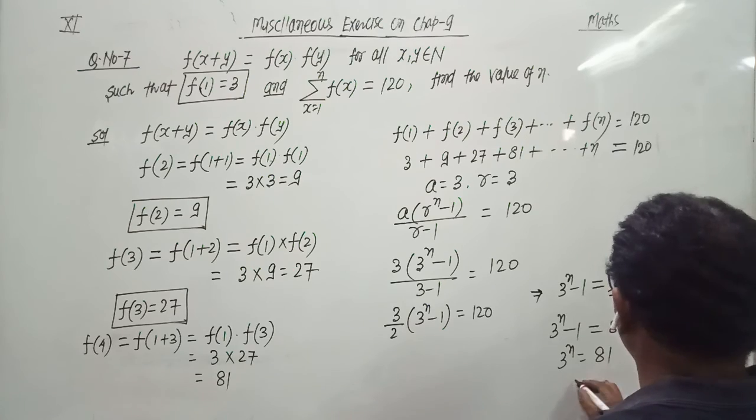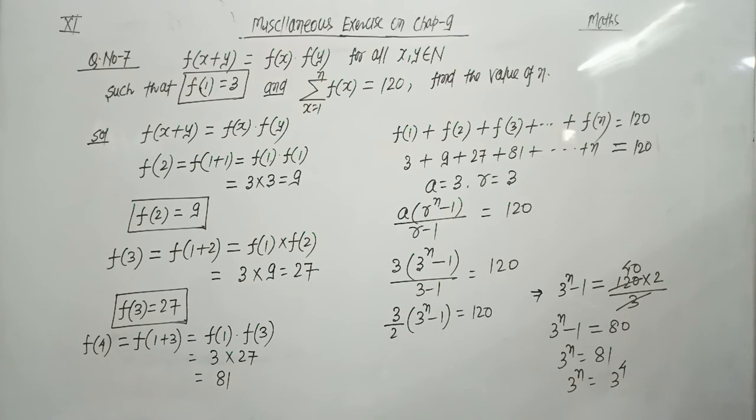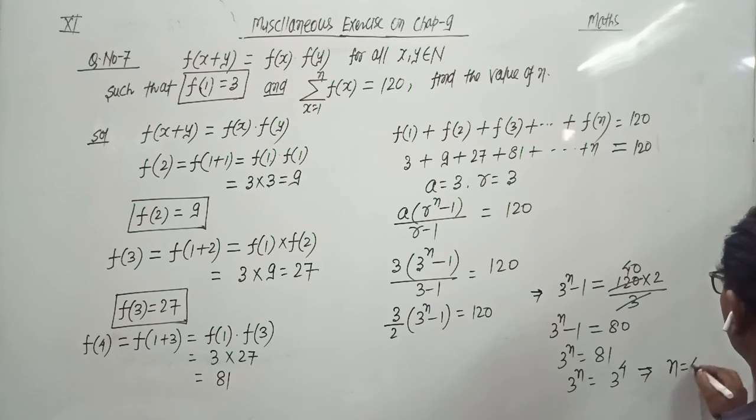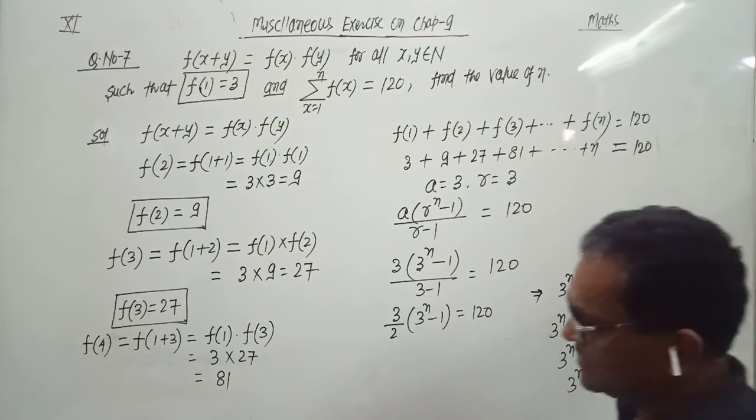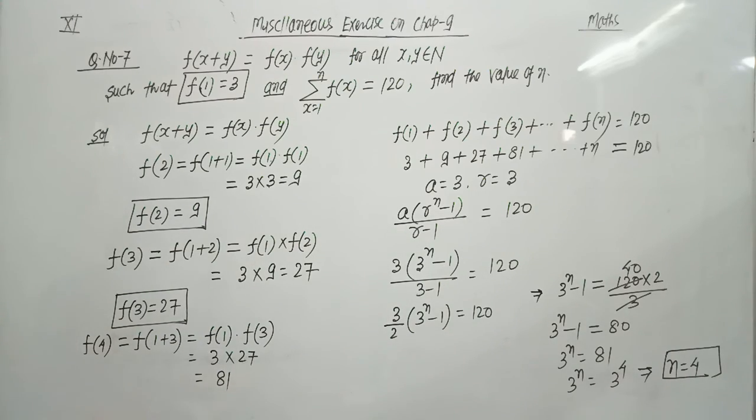And 81 can be written as 3 raised to the power 4. So 3 and 3 get cancelled, and we find the value of n equals 4. The value of n which we get is 4, and we had to calculate the value of n. So the result is 4.